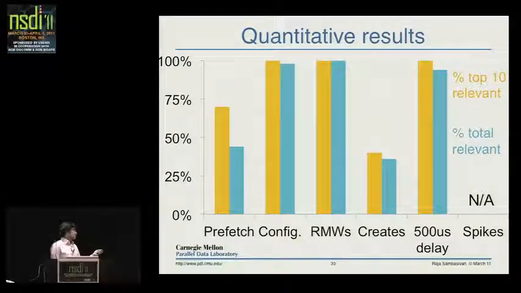The worst case result was the create problem, for which 40% of the top 10 results were relevant, and 36% of all results were relevant. But the highest ranked mutation was one that was relevant to helping us diagnose the problem.